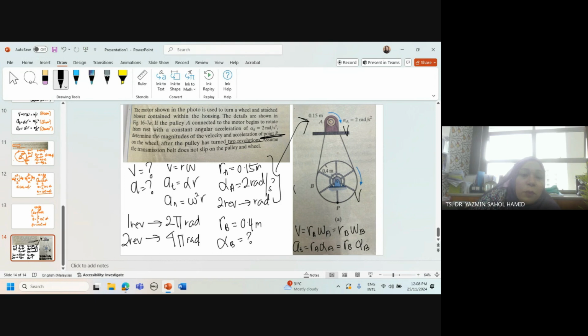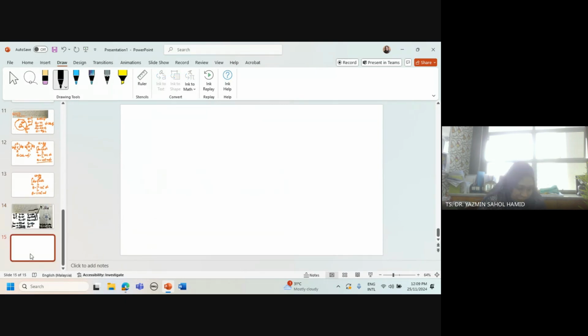Okay, so 4 pi sama dengan berapa nilai dia dalam radian? 4 kali pi, 12.57. Okay, so tu dah dapat. Now, kita kembali kepada, saya tukar slide.